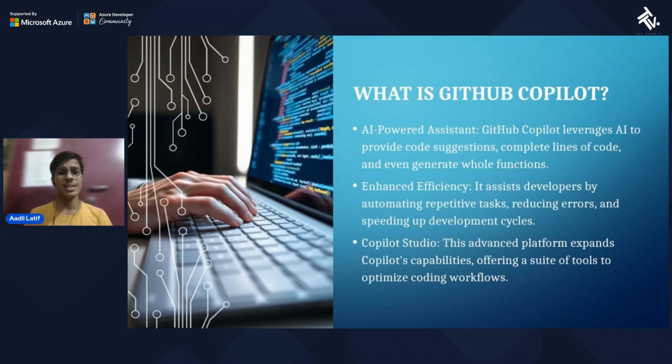The second thing is that it enhances our efficiency. It assists us by automating repetitive tasks, so if we are using a function in automation, it will help automate our task. It will also reduce our errors. If we are using code, it helps us see errors and debug them. GitHub Copilot helps us in this also.